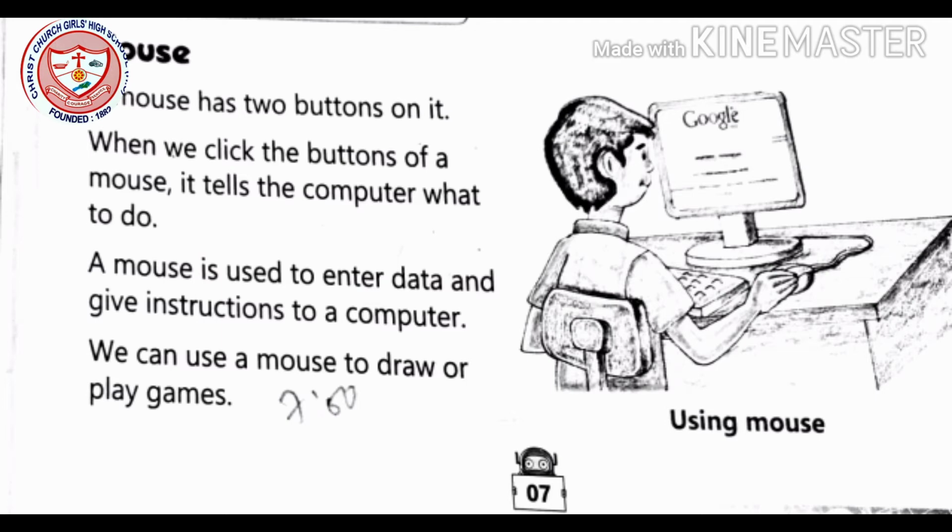A mouse is used to enter data and give instructions to a computer. We can use a mouse to draw or to play games. So a mouse has two buttons on it. When we click the buttons, it tells the computer what to do.